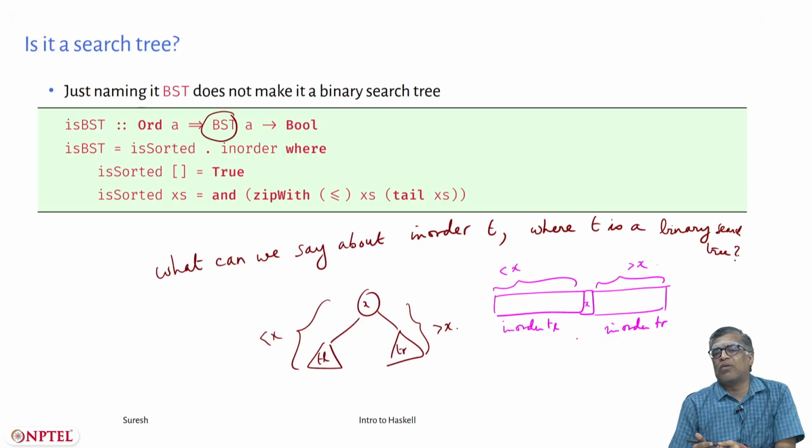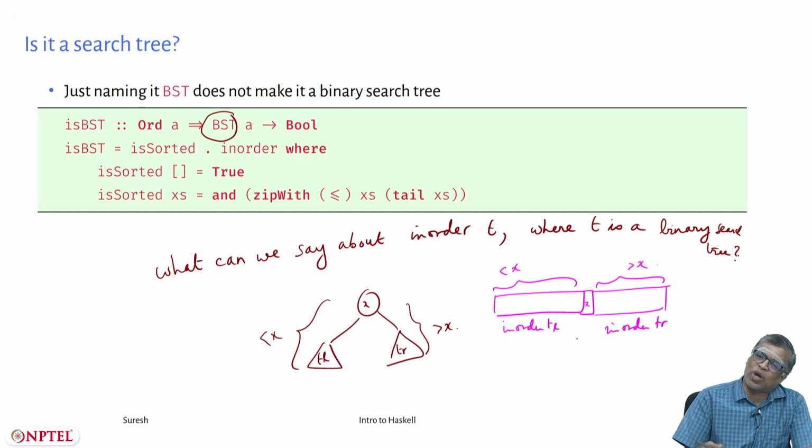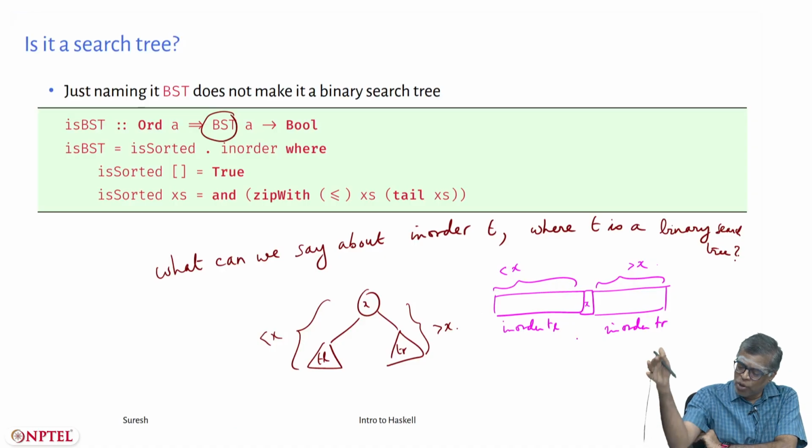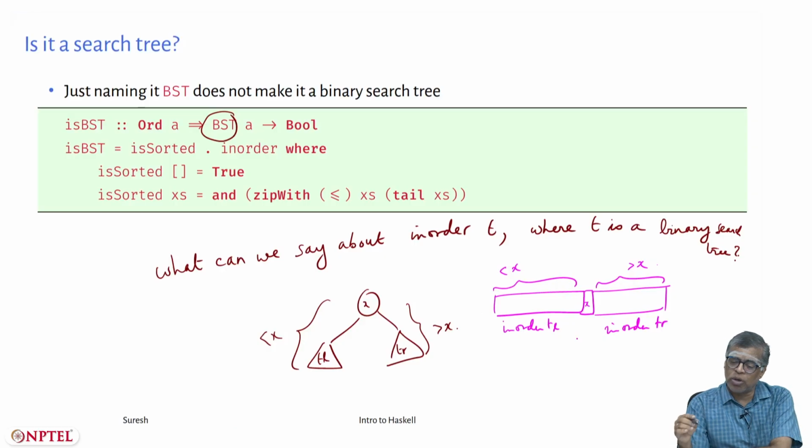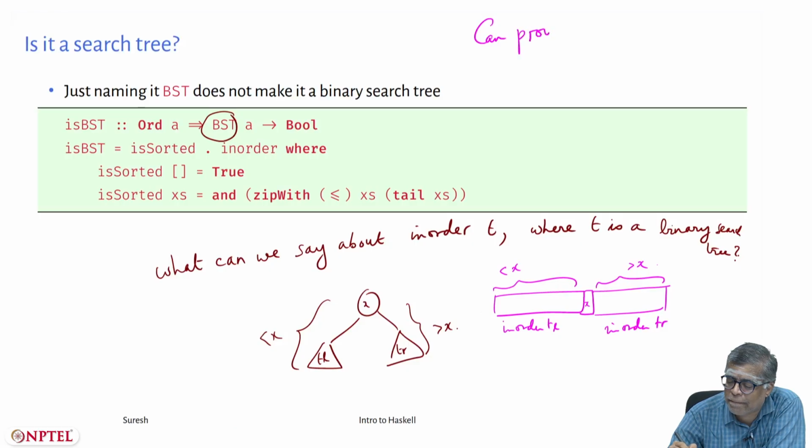But in order TL, by recursion you can show that that is sorted, because if its left subtree is sorted and its right subtree's in order is sorted, then in order TL itself will be sorted. You keep on going all the way down till you come to the leaf level, till you come to a place where you have nil, and nil is just the empty list, so that's by definition sorted. So you can actually prove by induction on structure of trees or size of trees.